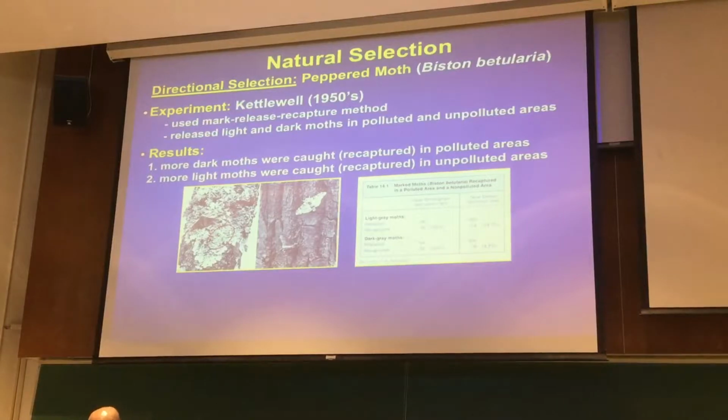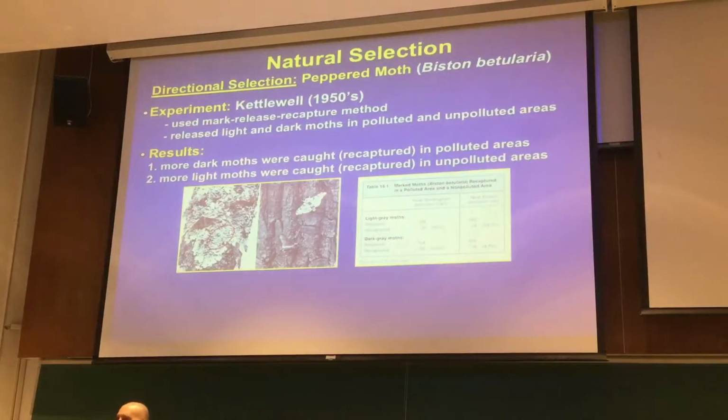Does that make sense? Absolutely. What happened to all the light moths that were released into the polluted areas? They died because they were picked off by the birds, so when you went to collect them, who was left? Just the dark ones. Same thing for the unpolluted areas. You went out there, who was picked off? All the dark moths. When you went to collect, who was there? Just the light moth.